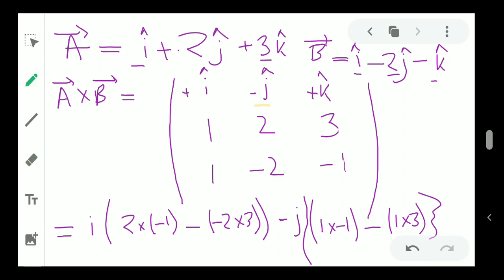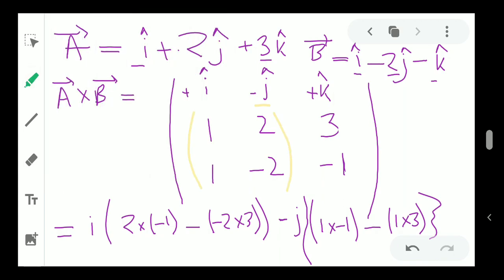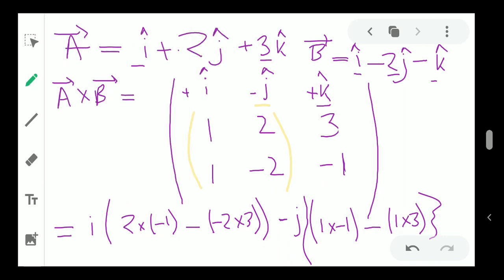And at last I have to do this for K. So for K, this I have to consider. So I into, you just look once very carefully at my calculation: 1 into minus 2, then minus 1 into 2.